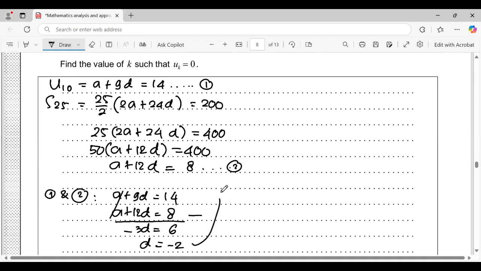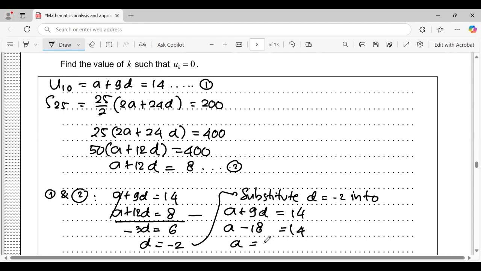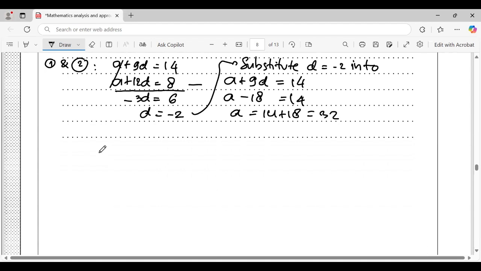I'm going to continue here. Substitute d equals minus 2 into a plus 9d equals 14. So a plus 9 times minus 2, minus 18, equals 14. A equals 14 plus 18, 32. So D equals minus 2 and A equals 32.